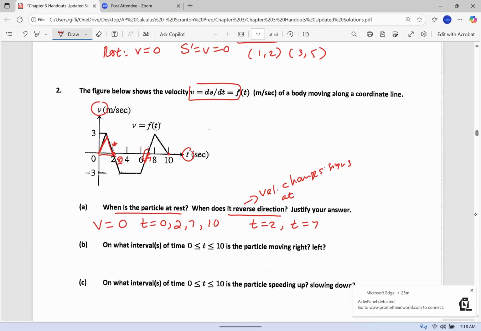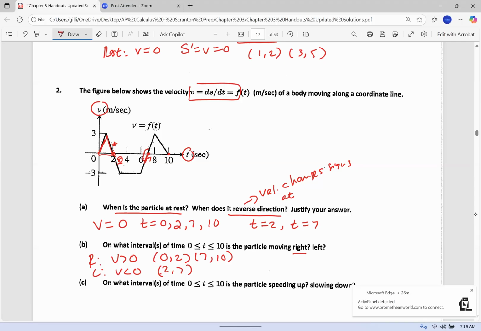On what intervals is the particle moving right? It's moving right when velocity is greater than 0. So once again, when are we given the graph of velocity above the x-axis? That would be from 0 to 2, as well as from 7 to 10. When is it moving left? When velocity is less than 0. And by the graph here, the velocity is below the x-axis from 2 to 7.